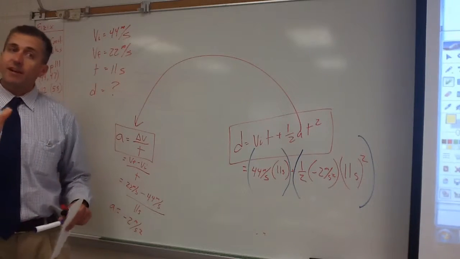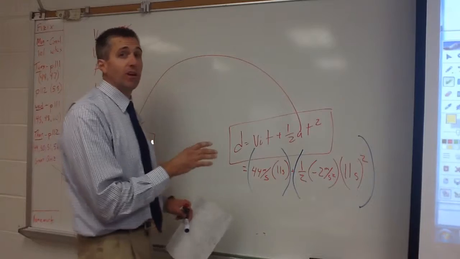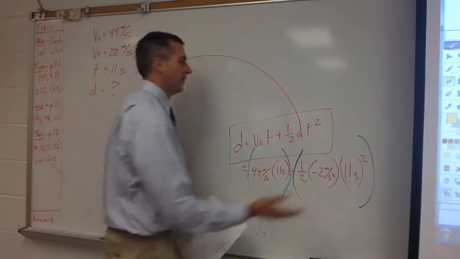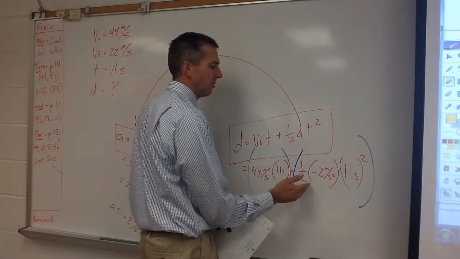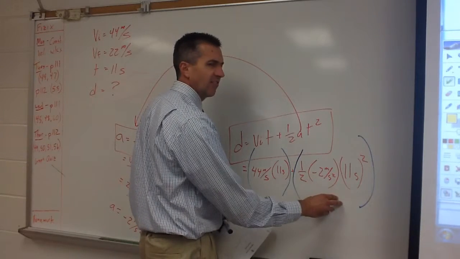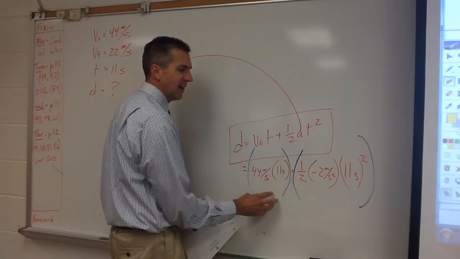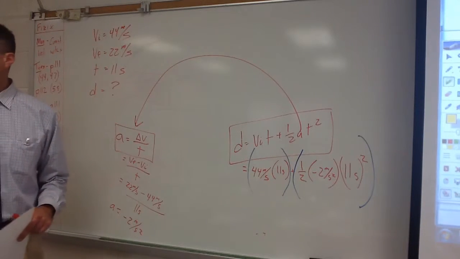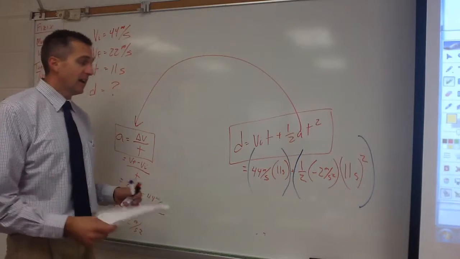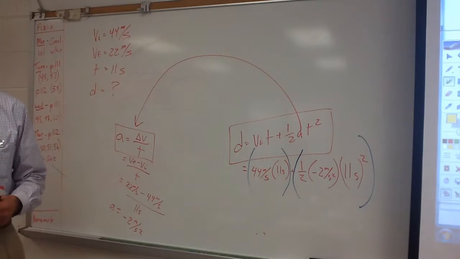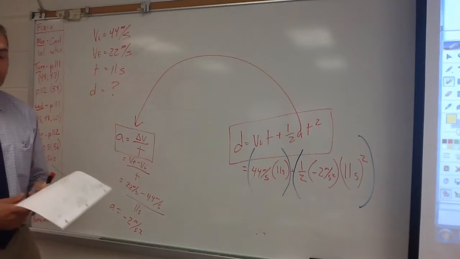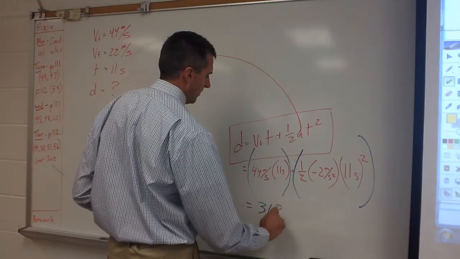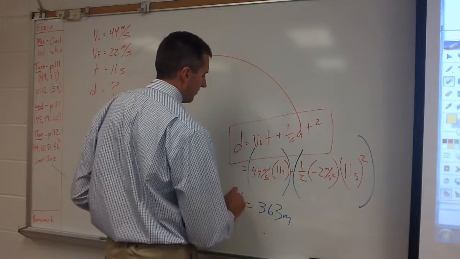If you're putting it in on your calculator all at once, you got to be real careful with parentheses. I recommend that you do it in a few little steps. Square first, multiply, get an answer. Do this side, get an answer, add them together at the end. Then you won't make as many mistakes. You do what you want. Anyway, bottom line is, if you're cranking this out on your calculator, you will get 363, actually, not 36, 363 meters of distance.